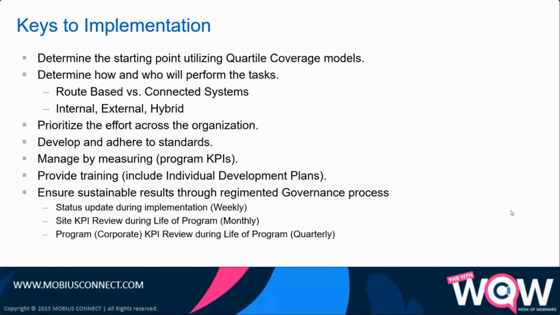Things like, as you're going through implementation on a weekly basis, how's implementation going? What's the status? What's the progress? On a monthly basis, perform site KPI reviews during the life of the overall program. Again, it's to understand the health of the program and the value driven from the program. And then on a quarterly basis, a corporate level KPI review. All of these things will help lead you to a sustainable program that delivers the benefits you're after: improved asset reliability, leading to improved throughput at a lower overall cost to the organization.